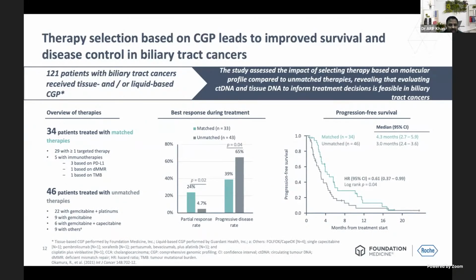In this study, which involved 121 patients, when they treated with the matched therapies, nearly 29 patients received targeted therapy and 5 patients received immunotherapies. As we can see, when they received the matched therapy, it improved the response rates, 24 versus 4.7. Also most of the patients did not progress when they were on matched therapies, like 40% of patients had disease control as opposed to the 65% who lost to progression. They also improved the median progression-free survival when we used the matched therapies, so it was 3 versus 4.3. So the matched therapies improve the outcomes, the survival and also the responses.